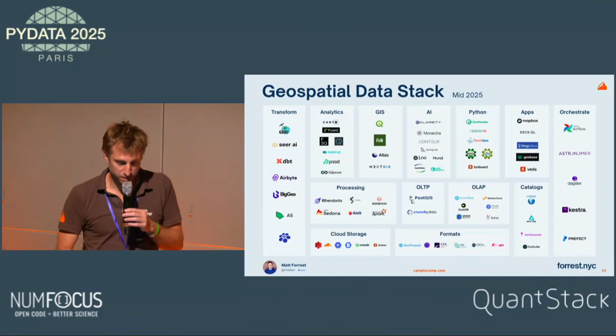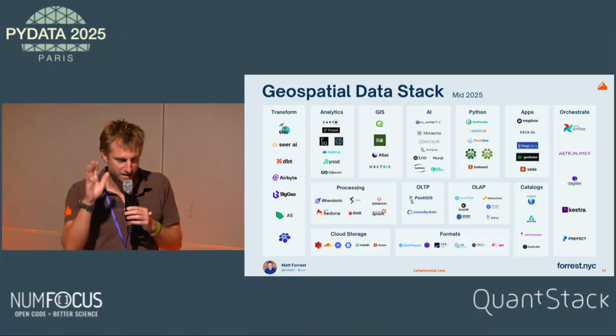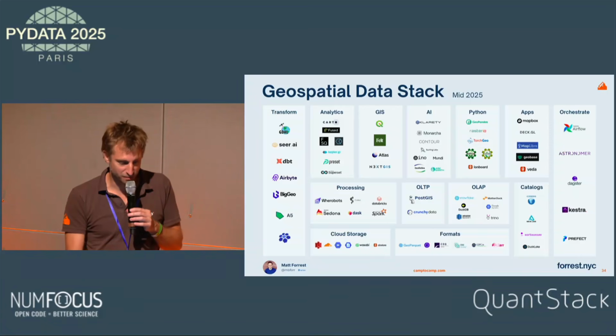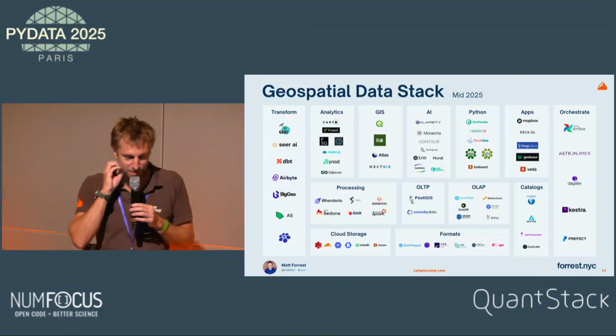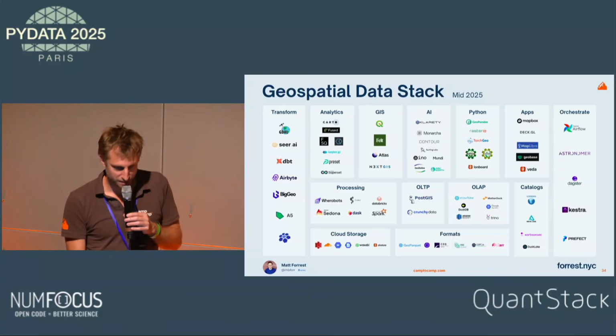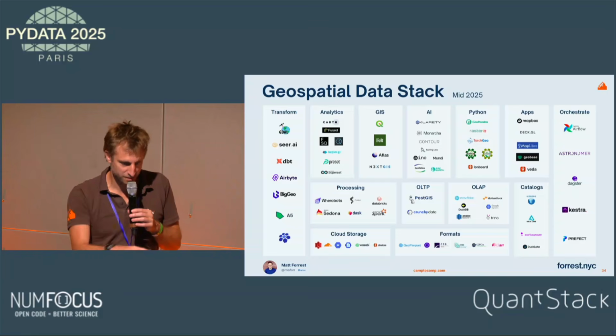So it's the end anyway of the presentation. This is the geospatial data stack landscape provided by Matt Forrest, which is really famous in this ecosystem. And so yes, if you want to build geospatial pipelines, you have everything here.